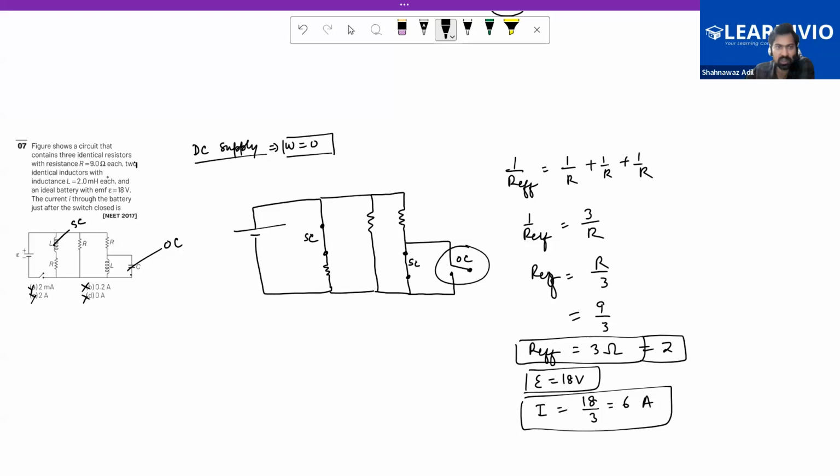Please quickly note down this thing, and then we'll talk about transformers. So quickly note down this thing, guys.